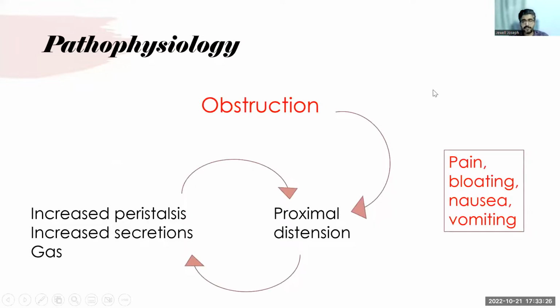So the basic pathophysiology here is that there will be obstruction, and obstruction will cause proximal distension. Whenever there is an obstruction, the body will try to push harder against that obstruction and pass the food through that obstruction. There will be increased peristalsis, increased secretion. The increased secretions will cause increased gas. So secretions, gas, and all this will again increase the proximal distension, and that will go on as a vicious cycle. So there will be pain, bloating, nausea, and vomiting.